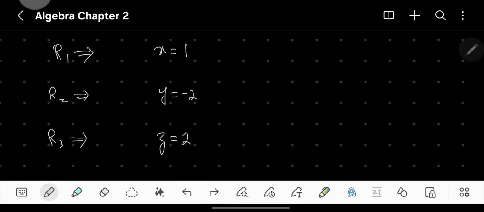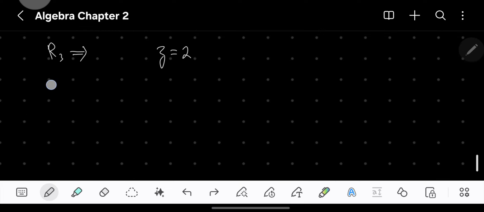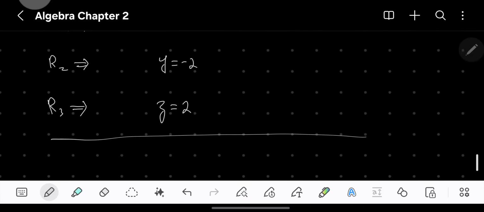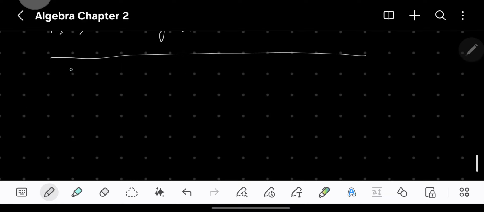Now I will tell you about some cases when we convert our matrix into row reduced echelon form. On the basis of the shape of the matrix, there are some cases. This question is done because we have found x, y and z. There are some cases, right? We will call them solution cases.